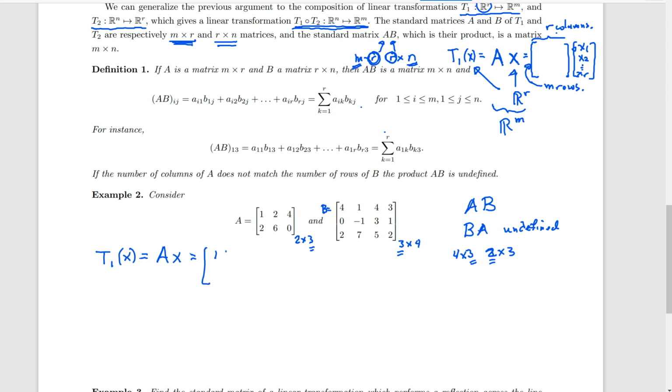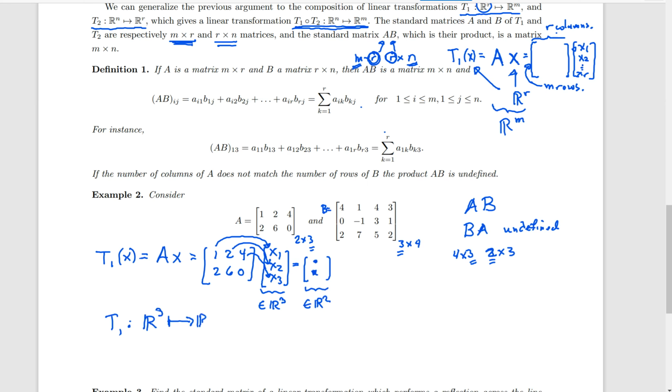Now let's take a look. A would be 1, 2, 4, 2, 6, 0, and that can only apply to a vector X with 3 components. As I do the matrix-vector multiplication, I need to match every entry in the first row of A and in the second row of A with entries in X. So X has to have as many rows as A has columns. So this is a vector in R^3. And what's the output? I multiply the first row of A against X and get an entry here, and the second row of A with X gives another entry. So overall I get something in R^2. So T1 takes a vector in R^3 and outputs a vector in R^2.